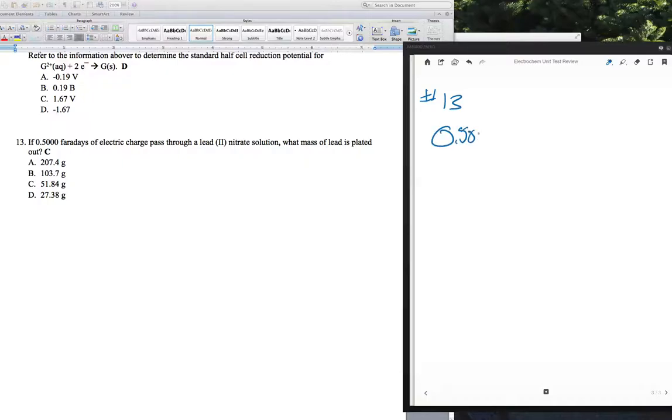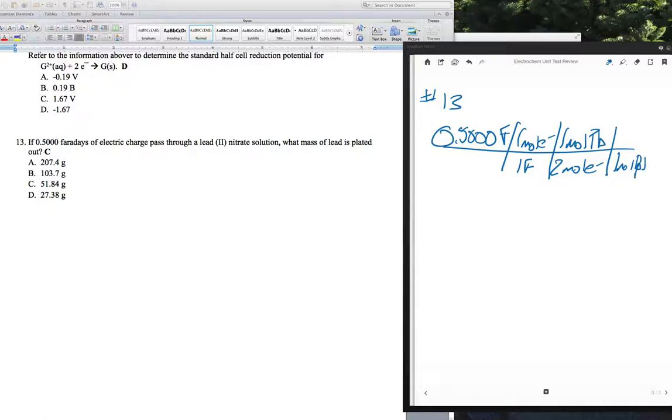You have 0.5000 Faradays. One Faraday is 1 mole of electrons. And we're talking about lead nitrate. The Roman numeral 2 tells us right away that it's Pb2+, which means how many electrons are we going to be transferring? Two. Two moles of electrons on the bottom to 1 mole of lead, Pb.